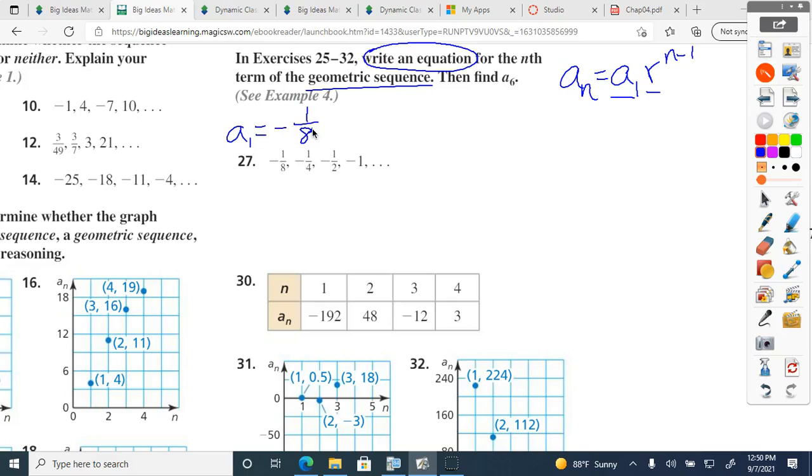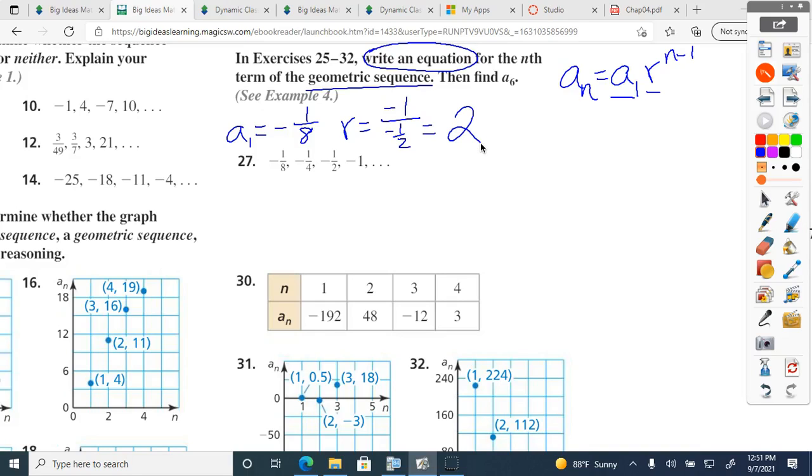All right? To get R, we're going to divide the second one by the first one, or the third one by the second one, or the fourth one by the third one. So which one's the easiest there? They're all kind of difficult. So I'm just going to do the last one here. -1 divided by -1/2. What would that be? -1 divided by -1/2. And the calculator says 2. So R is 2. Okay? -1 divided by -1/2 equals 2.